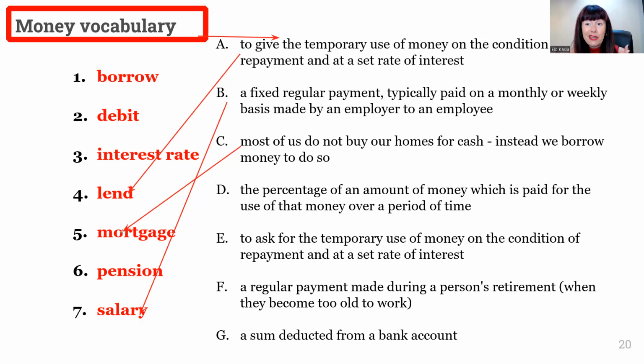Yes, so this is a special loan to buy a house, a mortgage, that allows you to buy a house. Okay, then we have the percentage of an amount of money which is paid for the use of that money over a period of time. I know that sounds very complicated, and it can be a little bit complicated, yes, but this is basically the interest rate.